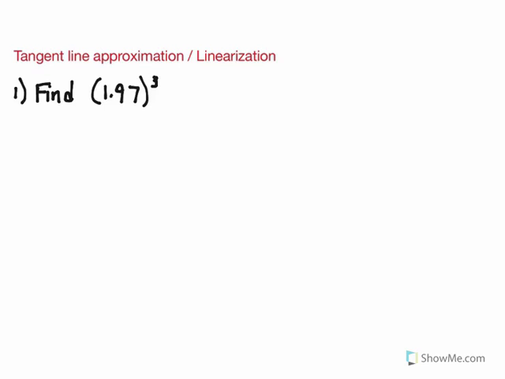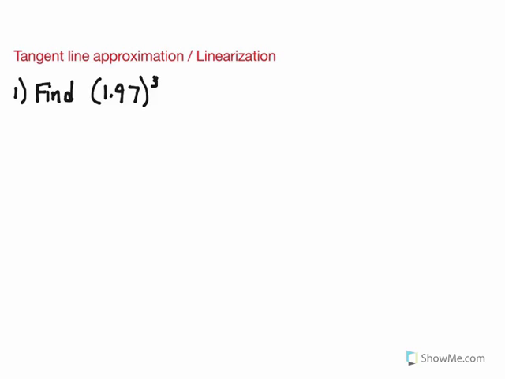Let's take a look at how we can use some calculus, tangent line approximation, also known as linearization, to do some basic arithmetic. In this first one, we're asked to find 1.97 cubed. Now you could go ahead and multiply out 1.97 times 1.97 times 1.97 without a calculator. You could do that. But let's talk about how we can apply some calculus to make it a little bit easier to get a pretty good approximation of that decimal value.